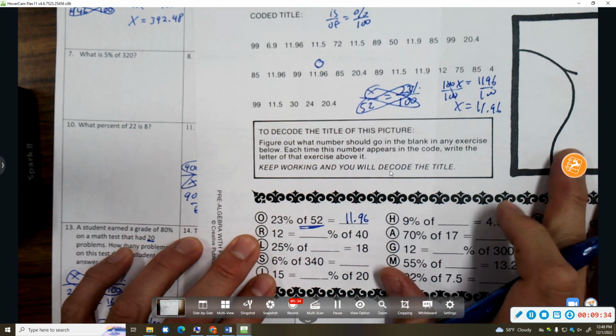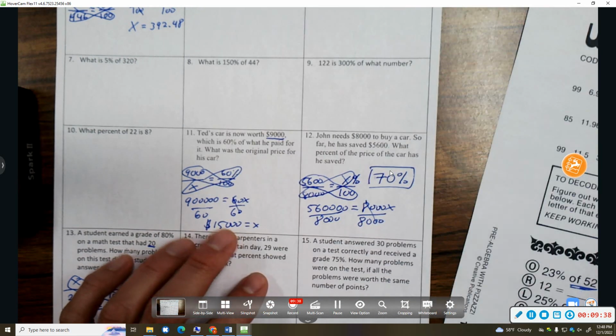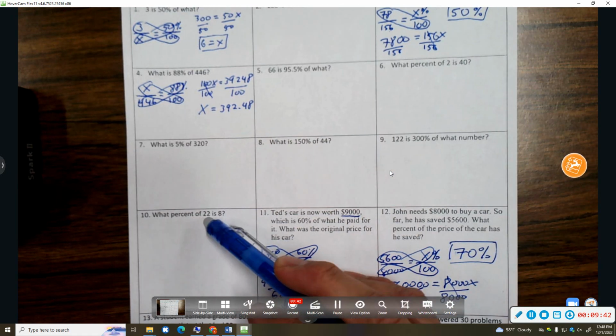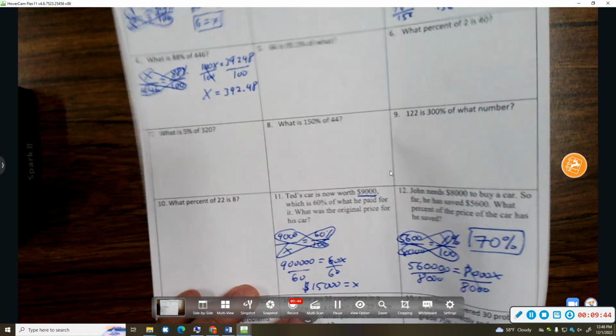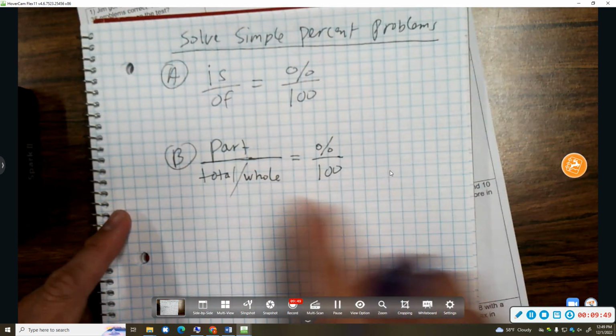So again, for this side of the worksheet, you just need to use this formula. And then for the first 10, you use the is over of, and then for the rest of the word problems, you're going to use part and total and whole.